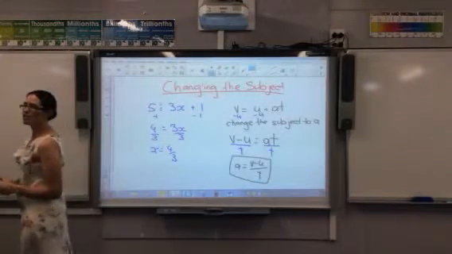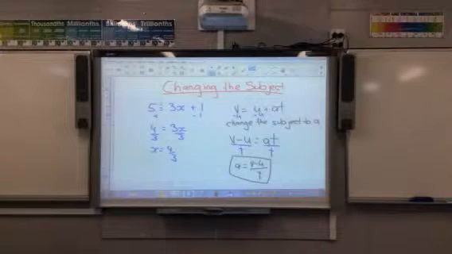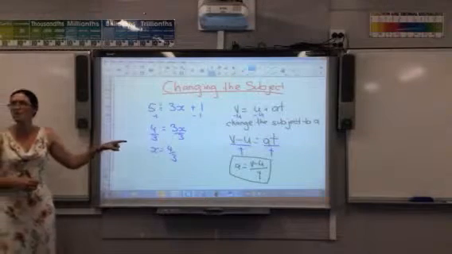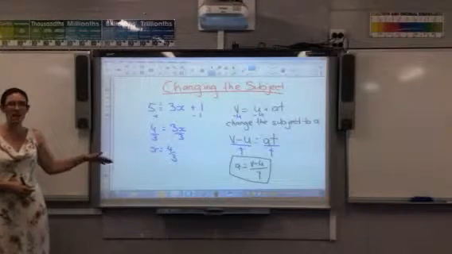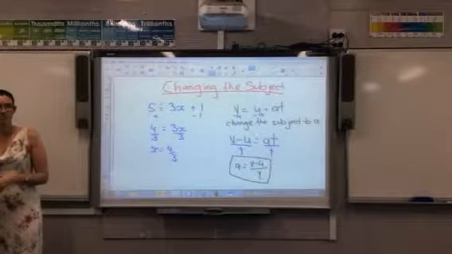So we need to follow the same rules of solving equations, just every single time. Nick, focus on this. Every single time we're moving a letter rather than a number, okay?